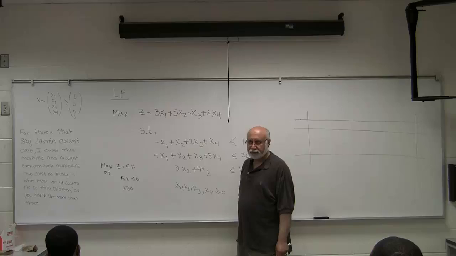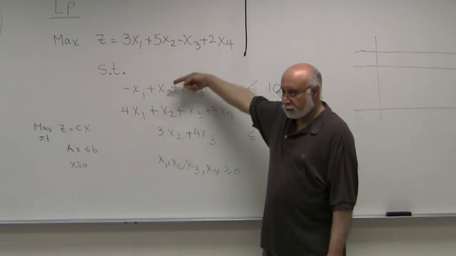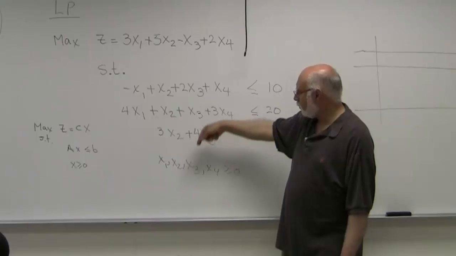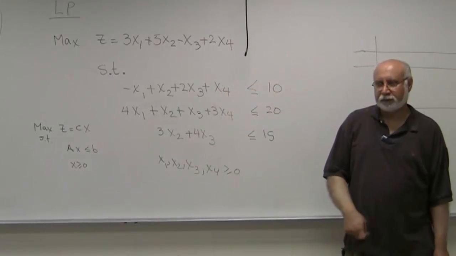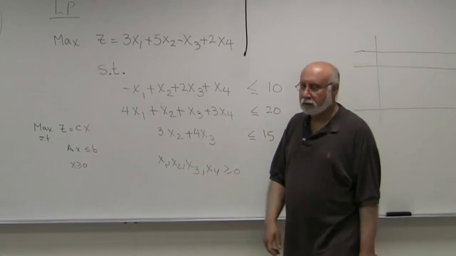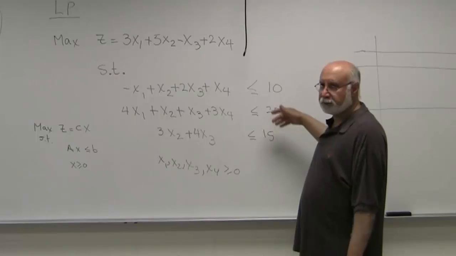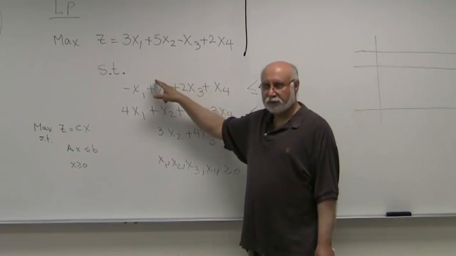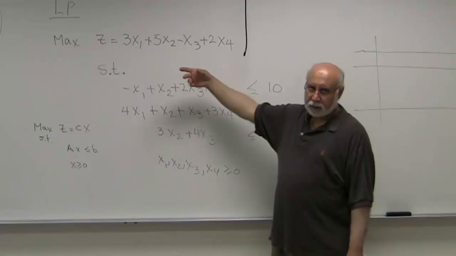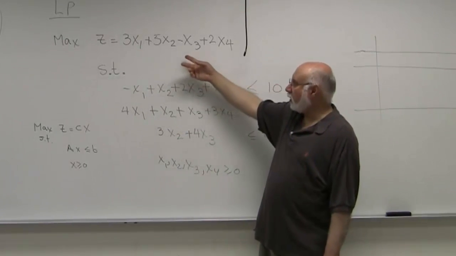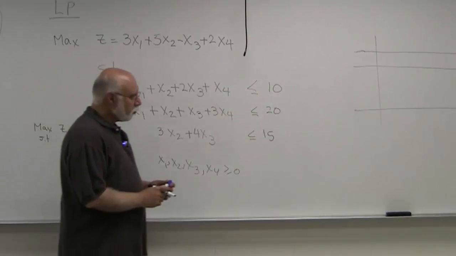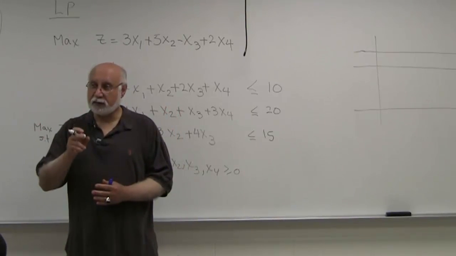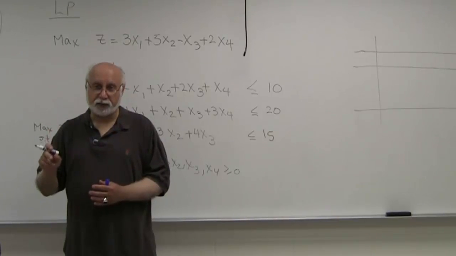A is what? Negative 1, 4, 0, 1, 1, 3, 2, 1, 4, 1, 3, 0. That's what A is. What is the C? C is a row vector: 3, 5, negative 1, and 2. What is the S? S is a matrix. The matrix of the coefficients is 1, 0, 0, 0, 1, 0, 0, 0, 1.